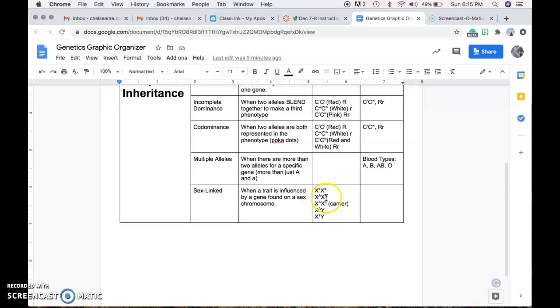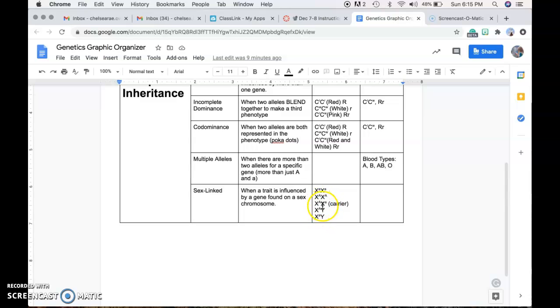This female is not. And this female is a carrier. So she has a dominant allele that overrides that recessive one, but she can still pass that recessive one on to a male offspring. And the reason that males are more typically affected by sex-linked patterns of inheritance is because they only get one X.